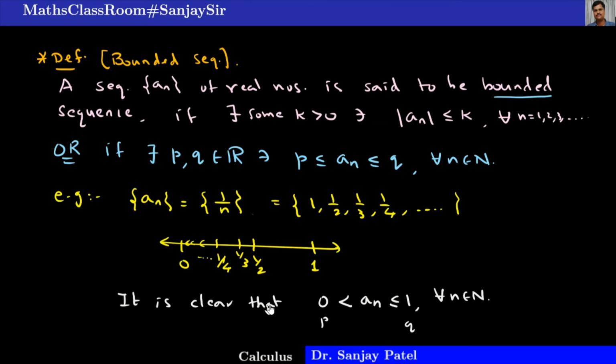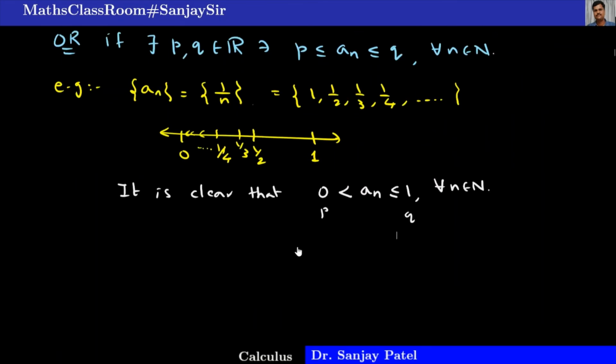So we have found two numbers p and q such that p is less than or equal to a_n less than or equal to 1. Or one can also write in a different way, or I can say mod a_n is less than something. So I can take any number, I can take 1 or 2. So 2, mod a_n is less than or equal to 2 for every n belongs to N, because the maximum value of this sequence's terms is 1, then it keeps on decreasing.